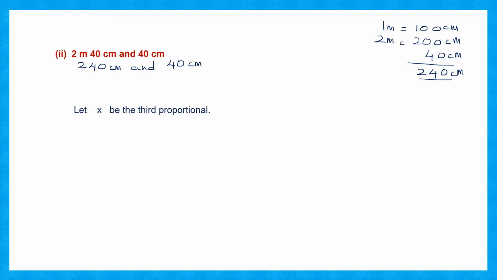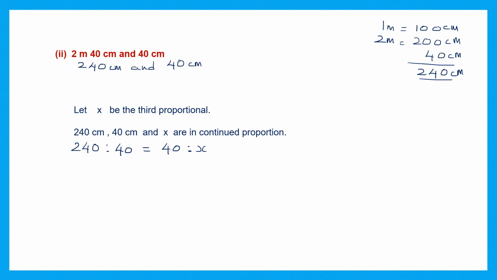So here also let x be the third proportional. Then 240 centimeters, 40 centimeters and x are in continued proportion. So when I write down the ratio, I'll get 240 is to 40. This is equal to 40 is to x. Again, product of extremes will be equal to product of means. So let's multiply that. 240 into x is equal to 40 into 40.